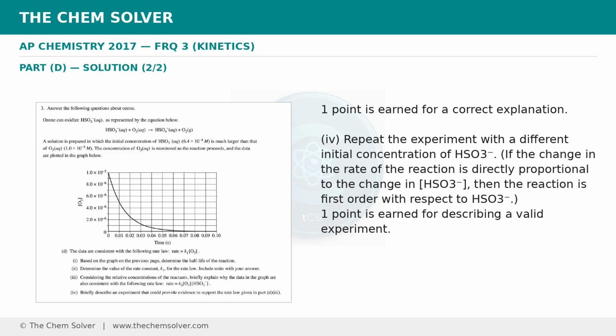4. Repeat the experiment with a different initial concentration of HSO₃⁻. If the change in the rate of the reaction is directly proportional to the change in HSO₃⁻, then the reaction is first order with respect to HSO₃⁻. 1 point is earned for describing a valid experiment.